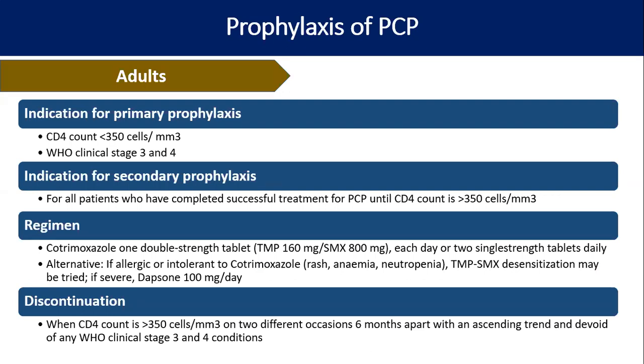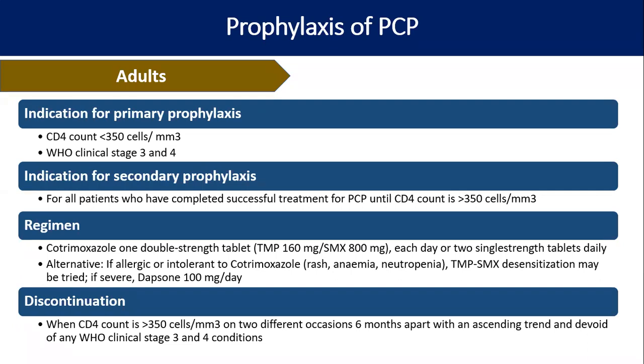Now, this is the primary prophylaxis. And for secondary prophylaxis, for all patients who have completed successful treatment of PCP, we should continue cotrimoxazole prophylaxis up to when CD4 becomes more than 350 cells per cubic millimeter on 2 occasions separated by 6 months. Now, the regimen is cotrimoxazole double strength. There is trimethoprim 160 milligram and sulfamethoxazole 800 milligram each day, or 2 single strength tablets daily.